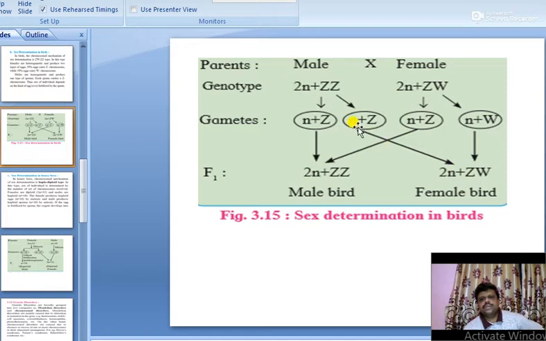When this n plus Z gamete fuses with this one, this will be the 2n plus ZW. So this will be a female bird because this is heterogametic. So there are two chromosomes which are different. One is Z and the other one is W. So this is sex determination in the bird.